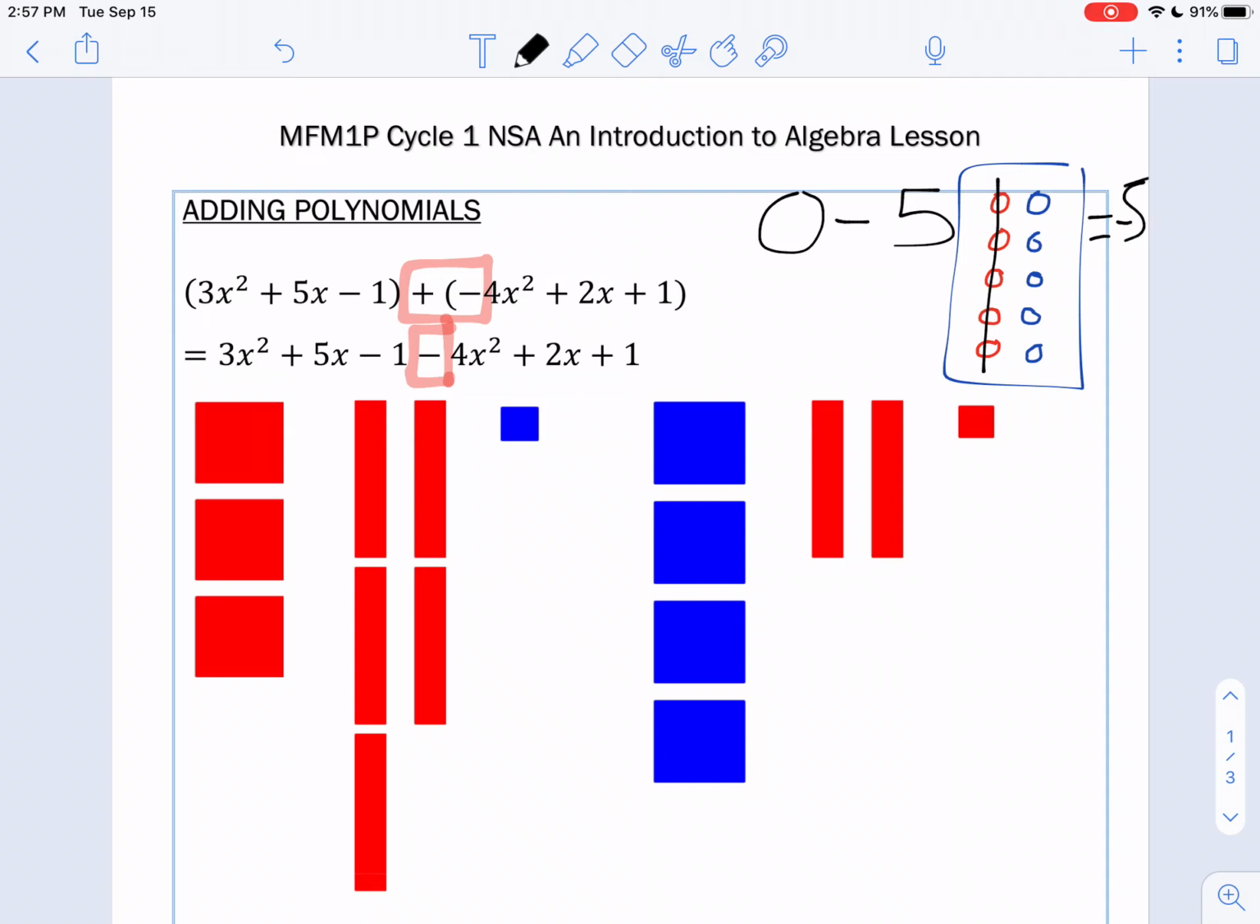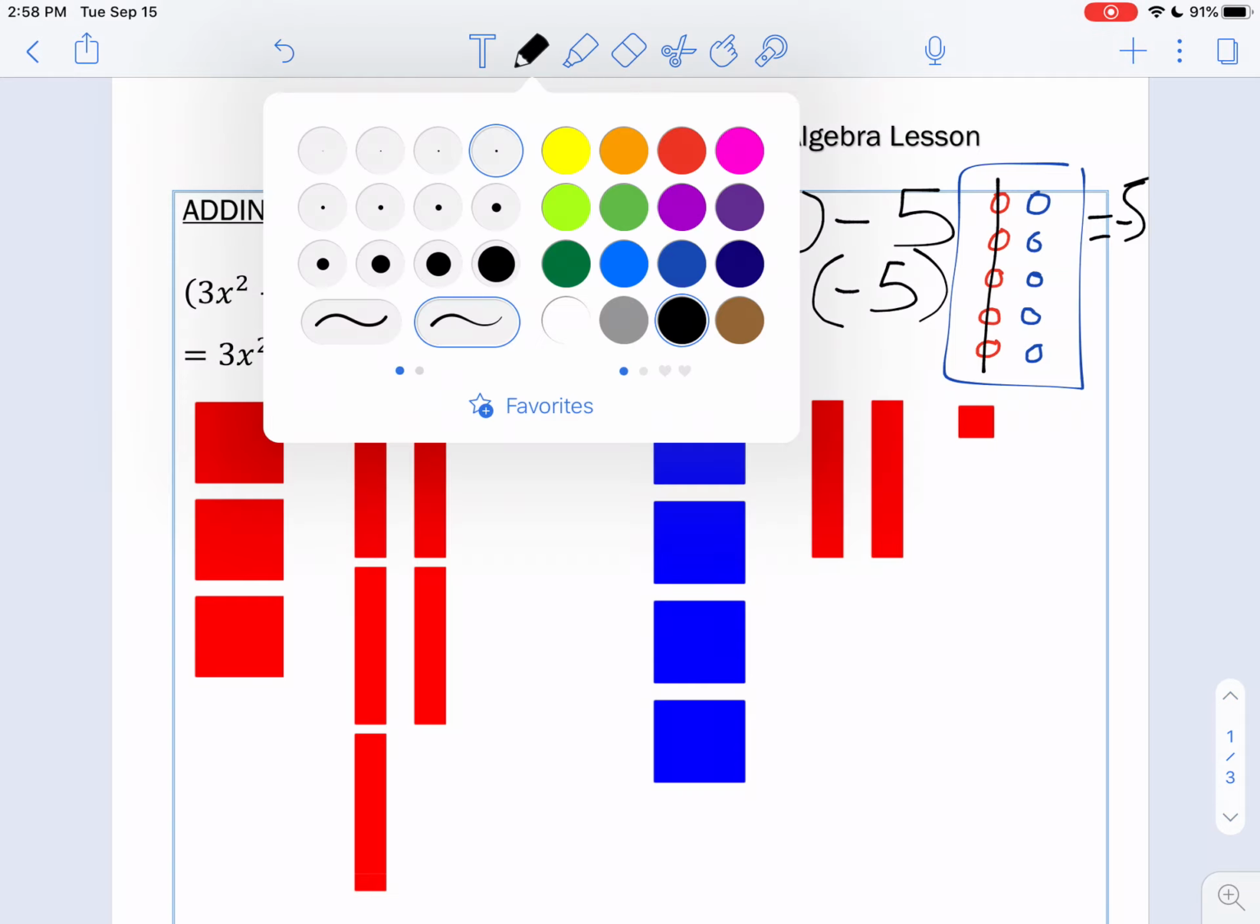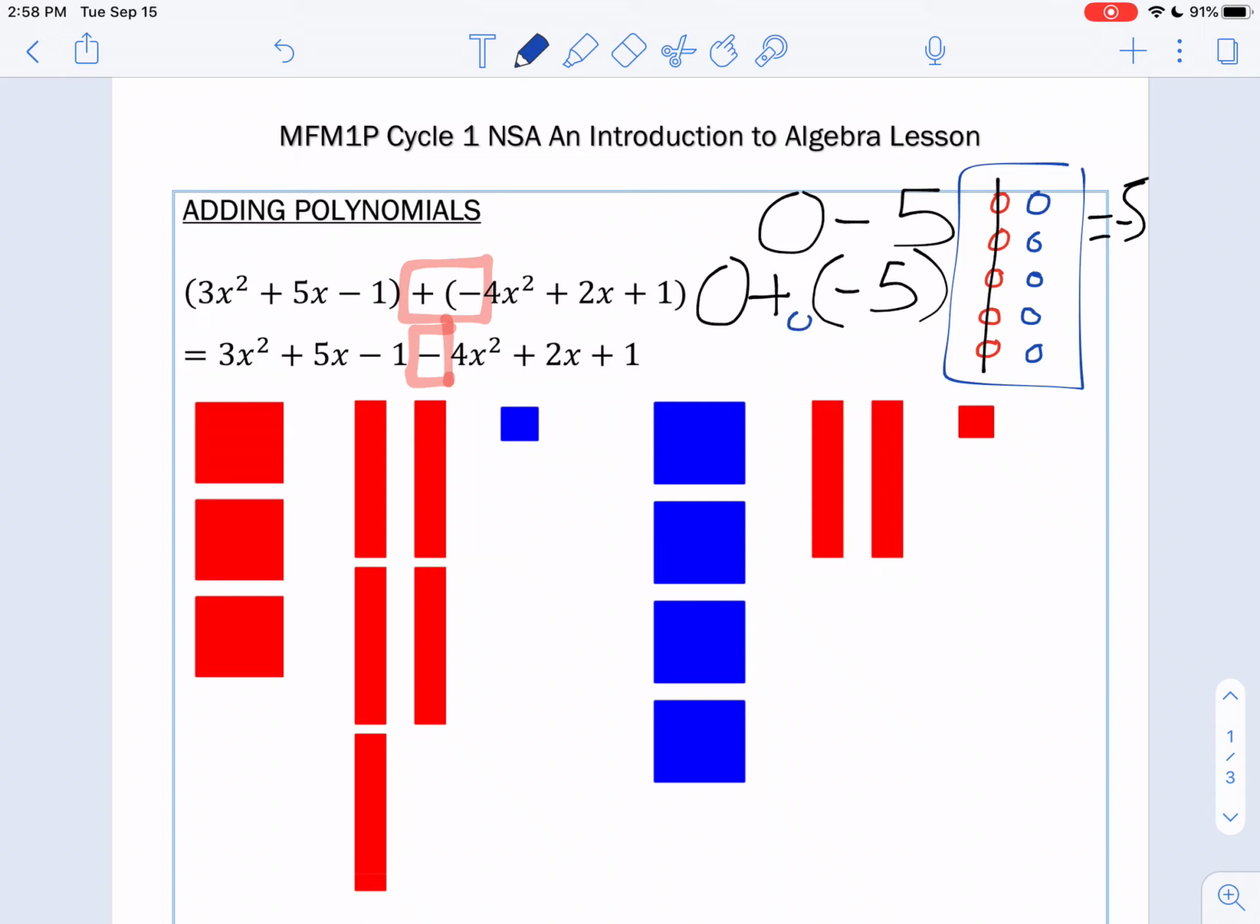In the same way, I can show that adding 0 add -5 is going to give us the same result. So I'm starting with 0, which looks like nothing, and I'm adding 5 negatives. I'm again left with -5. So that's why when we're talking about algebra tiles, if you have a -5, it's the same as adding -5 into the picture. So adding -4x squared is the same as subtracting 4x squared.